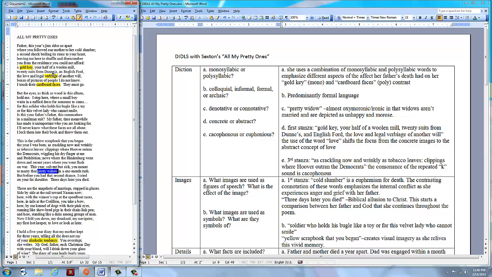Concrete or abstract images. I think we see, once again, just like in The Truth the Dead Know, Sexton using concrete images in order to portray an abstract concept. In the first stanza, we see a lot of concrete images regarding the characterization of her father: the 20 suits, the English Ford, the gold key, the half of a woolen mill. And all of this is attempting to connect to the abstract concept of love.